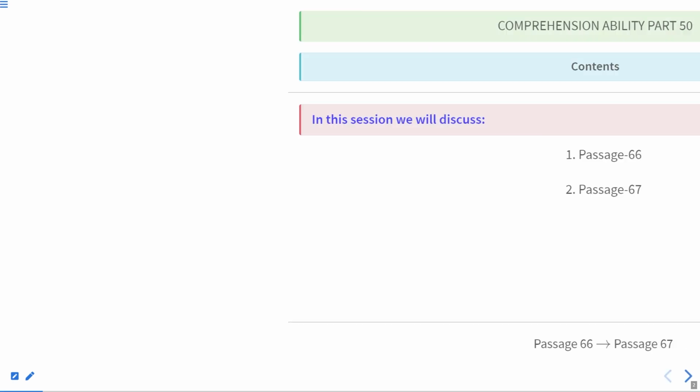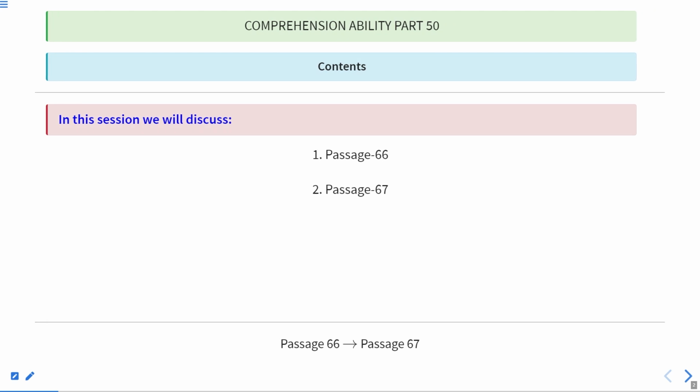Now, let us have a look over which passages we are going to discuss in this session. As you can see over here, there are two passages, that is passage number 66 and passage number 67. So in all, we are going to discuss two passages in this session. Also, we will discuss questions and answers based on these two passages.